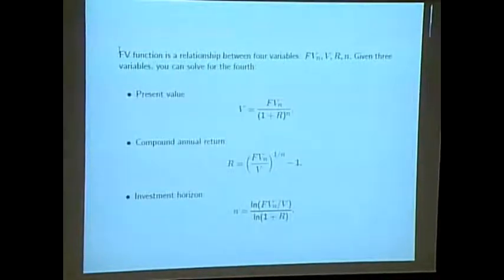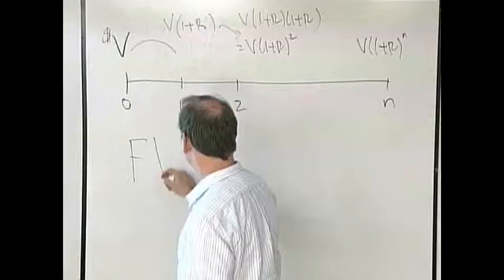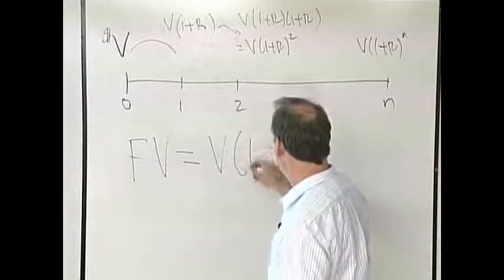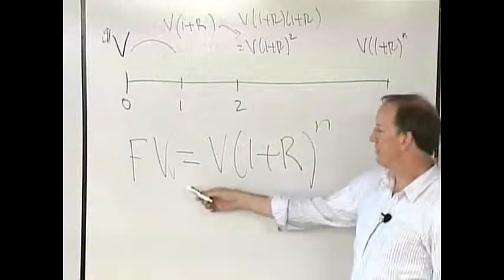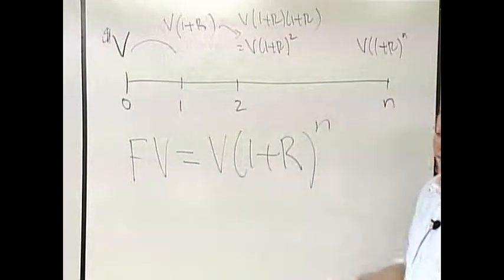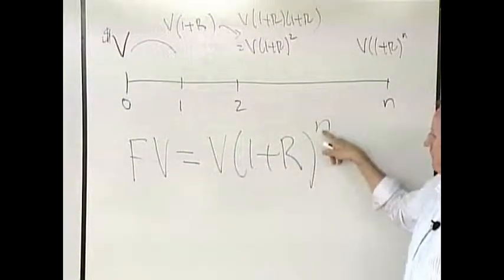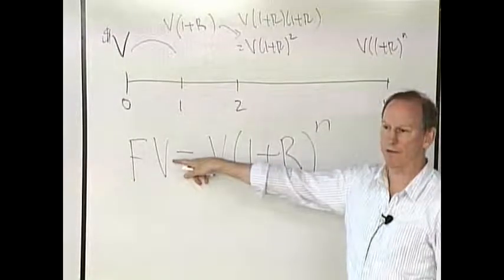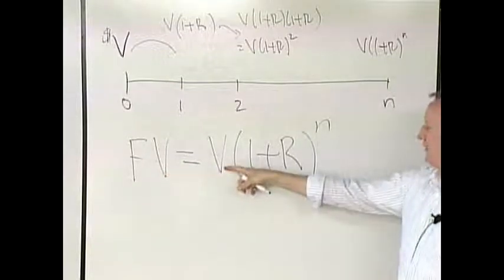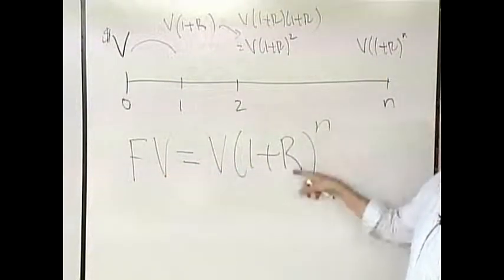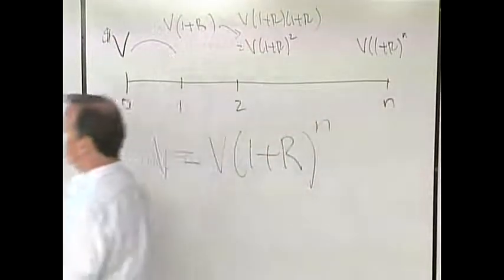Now, this future value function, future value is equal to initial value times 1 plus interest rate raised to the power N. This is an expression that contains 1, 2, 3, 4 different variables, right? Given my initial investment, the interest rate, and the number of compounding periods, I can figure out what my future value is. The same thing, if I tell you what the future value is, what my initial investment is, and the compounding periods, I can solve for the interest rate on that investment.